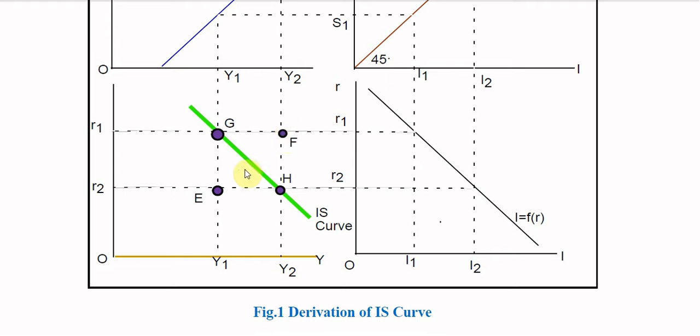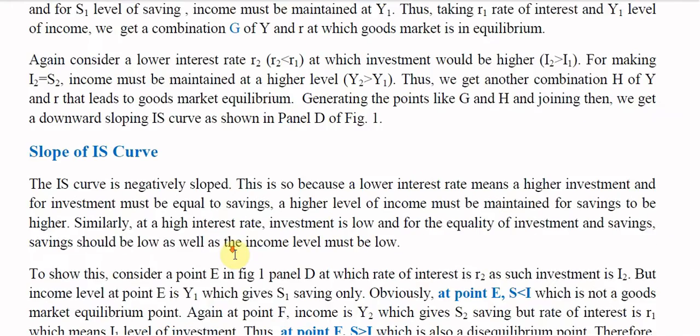At point F, which lies to the right of the IS curve, in comparison to the point G, income is higher. Higher income means higher saving. So at point F, saving is always greater than investment. So at any point to the right of the IS curve, saving is greater than investment, and at any point to the left of the IS curve, saving is less than investment.